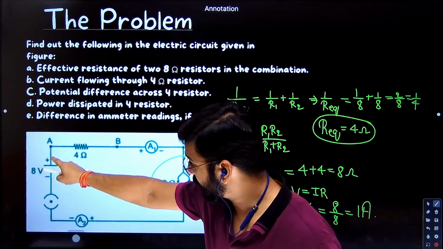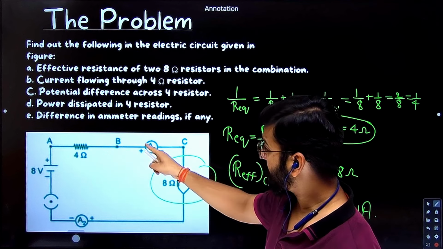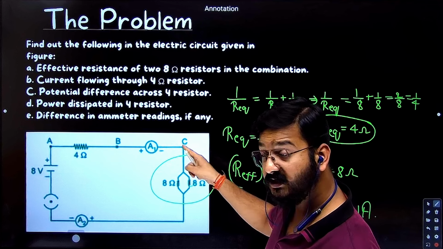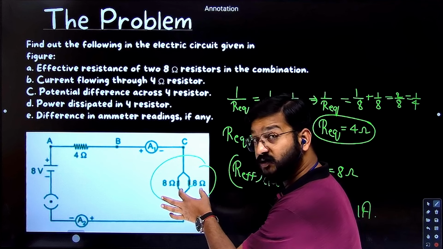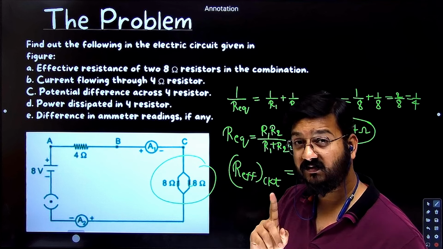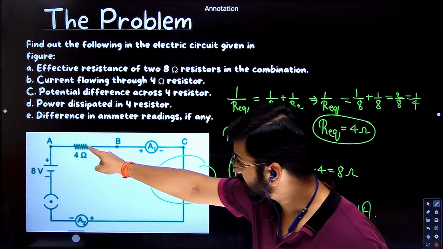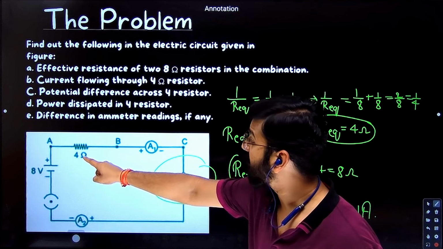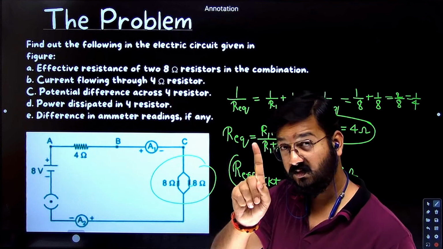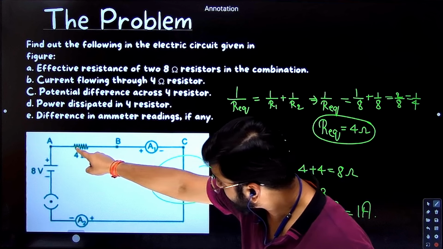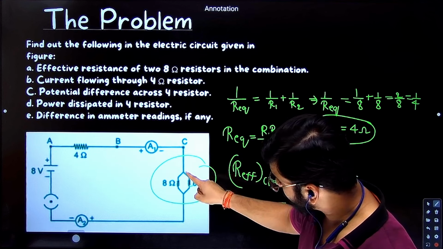Correct? One will flow and pass through this 4, then pass through A1, reach to C, and then it has two paths to move. The total current is 1. It will pass in this line. So 1 ampere will pass through 4. So what is the answer for the second part? 1 amp.